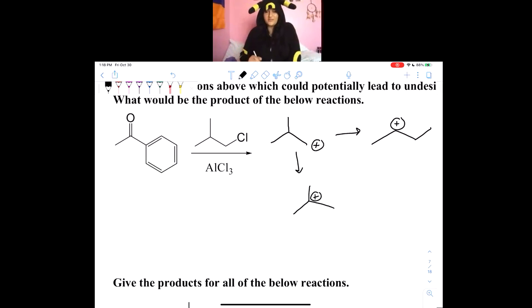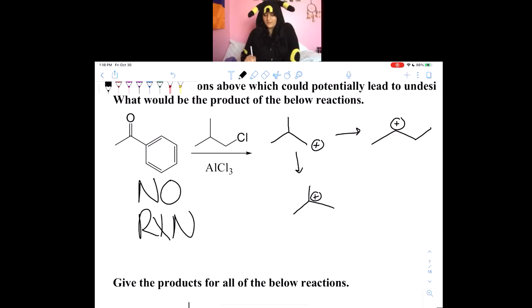But just for the sake of this example, this is an electron withdrawing group. So in this case, it is going to be a strong deactivator. So in the case of a strong deactivator, this would not happen. So this reaction would be no, this example, excuse me, would be no reaction.